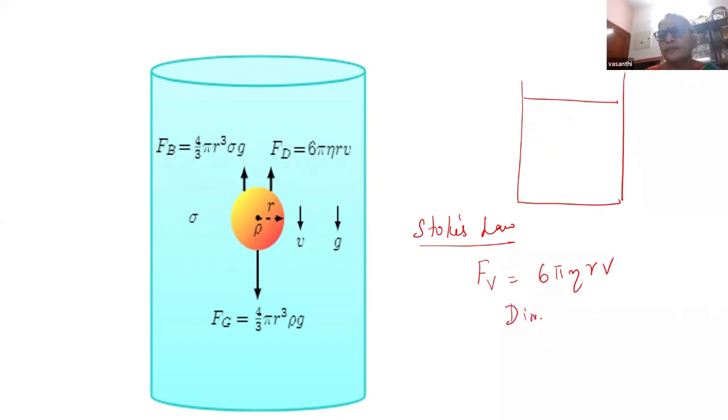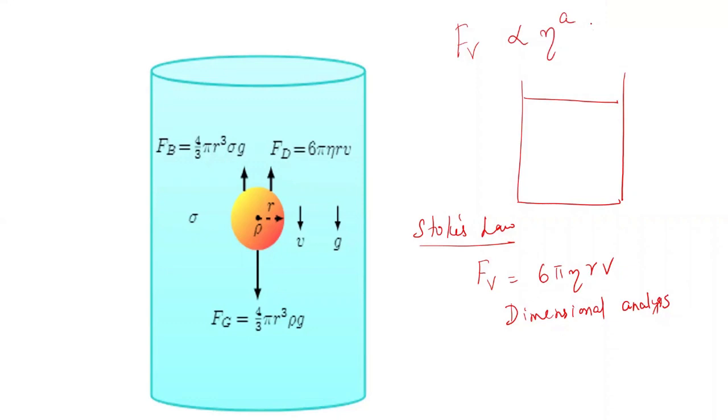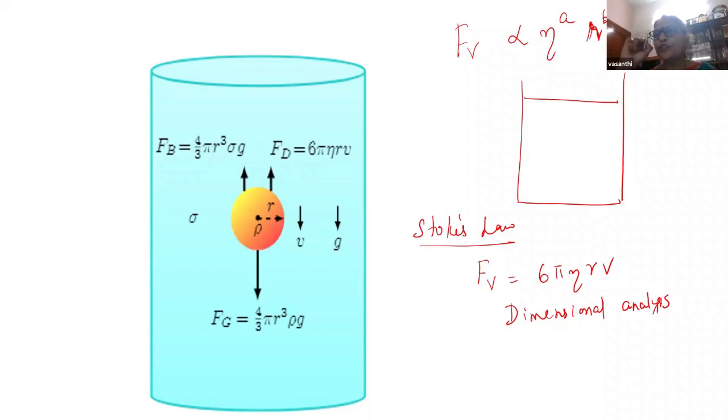What method? Dimensional analysis, isn't it? Correct? Using dimensions, we assume that the viscous force depends on the coefficient of viscosity, and R is the radius of the small spherical ball. Stokes' law is applicable to a small spherical body falling through a viscous medium with velocity. Solving it, we get the viscous force to be 6 pi eta R V.